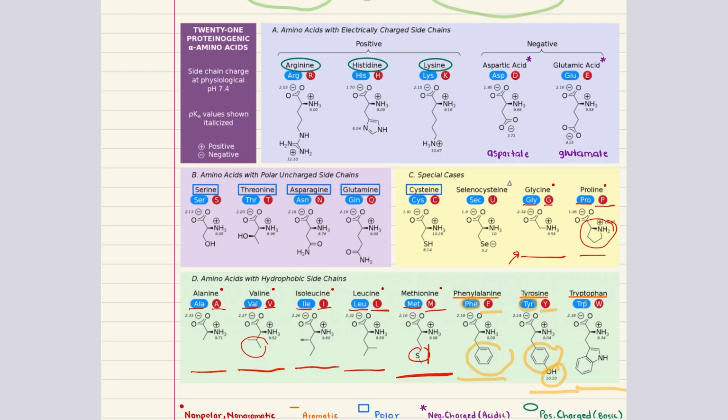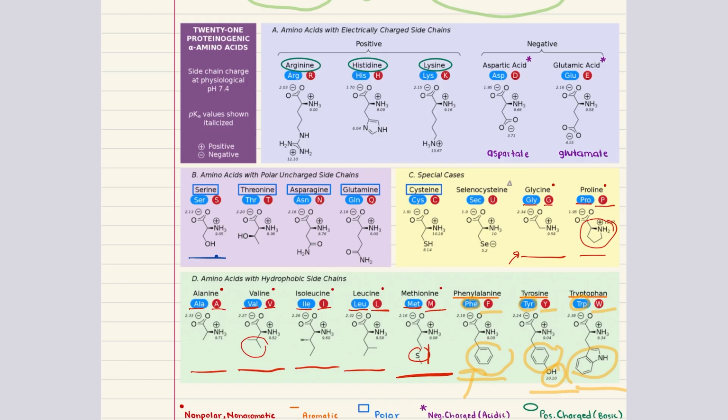Its three-letter abbreviation is TRP, and its one-letter code is W. Tryptophan has a bulky double ring structure, and while it's generally nonpolar, it is more hydrophilic than phenylalanine. The next category to cover is polar uncharged amino acids. These amino acids have side chains that can form hydrogen bonds. So they are hydrophilic, but they don't carry a formal charge at physiological pH.